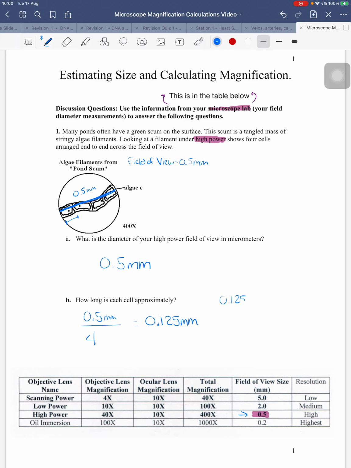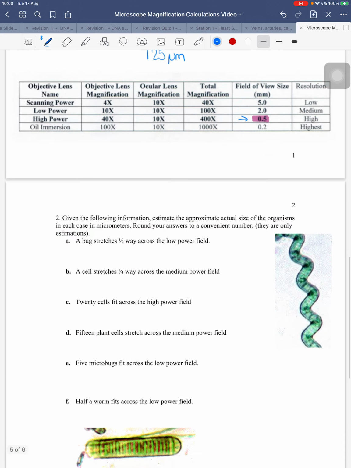We could also convert that into micrometers if we wanted to. A lot of times cell sizes are expressed in micrometers. We know that 1 millimeter equals 1,000 micrometers. So we could also say that it's 125 micrometers across. That's just a really quick, rough way to estimate cell size.